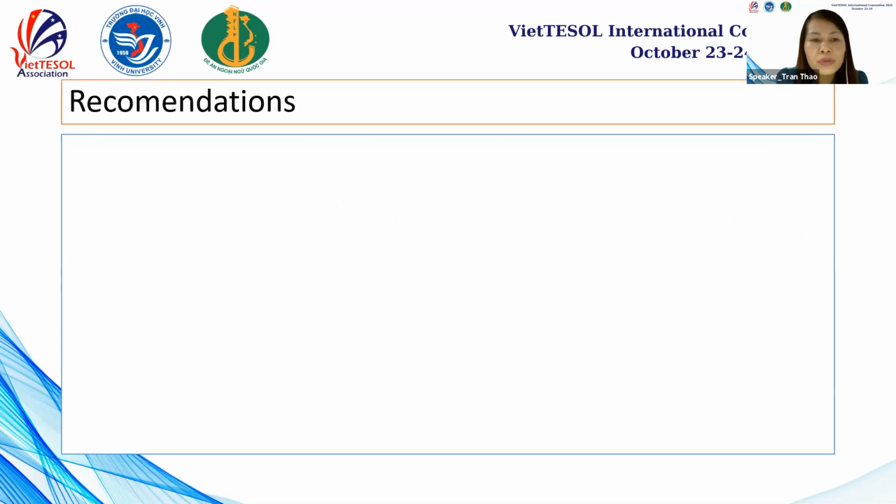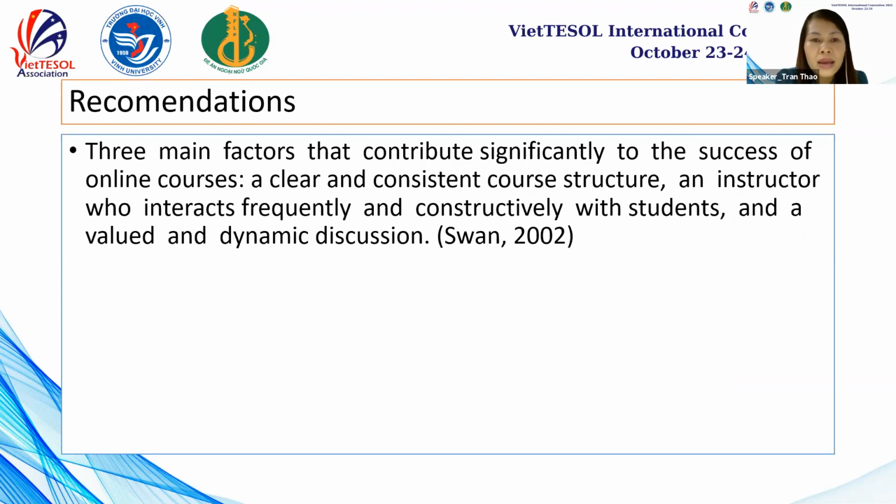Okay, and now I move to the summary recommendations from the conclusions. You see, I quote the idea from Swan in 2002: three main factors contribute significantly to the success of online courses. The first one, a clear and consistent course structure; an instructor who interacts frequently and constructively with students; and valued and dynamic discussion.